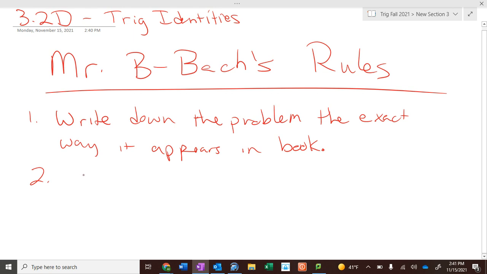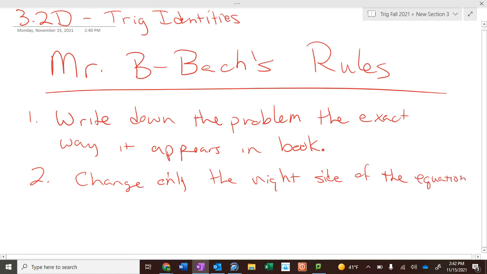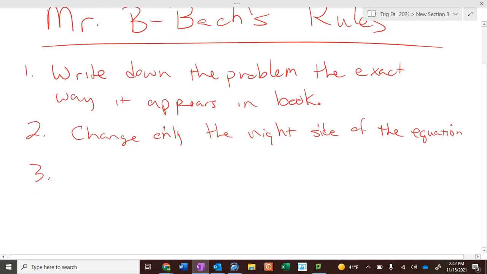Step 2: change only the right side of the equation. You're going to change only the right side of the equation. You don't do anything to the left side, only the right side of the equation. And you line up equal signs in a column.